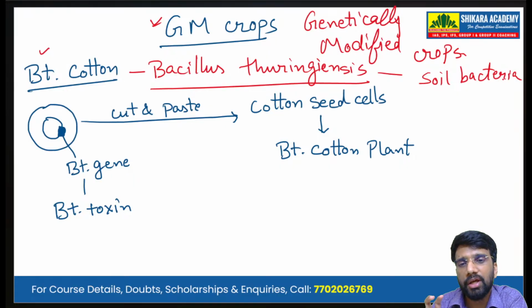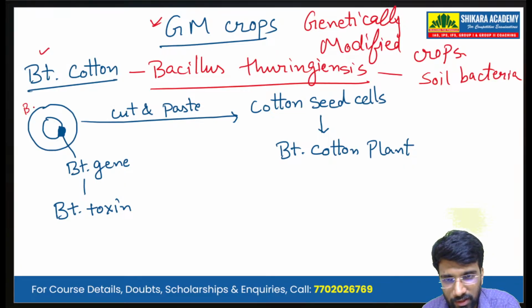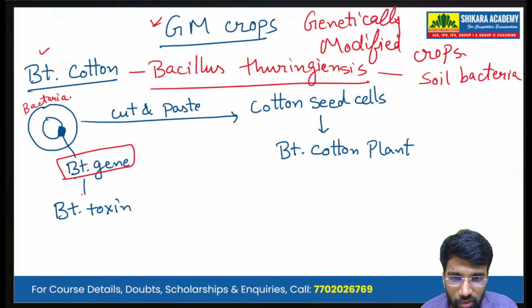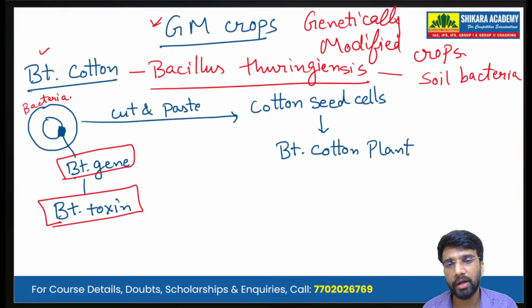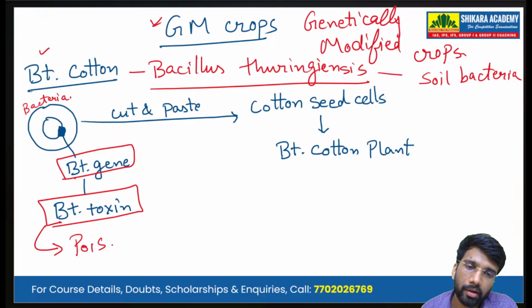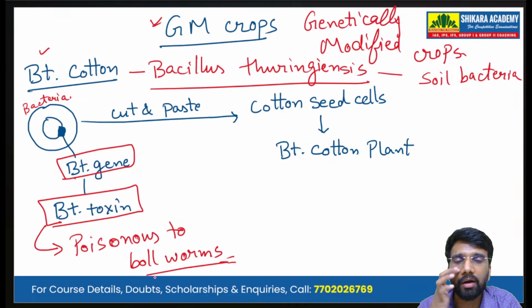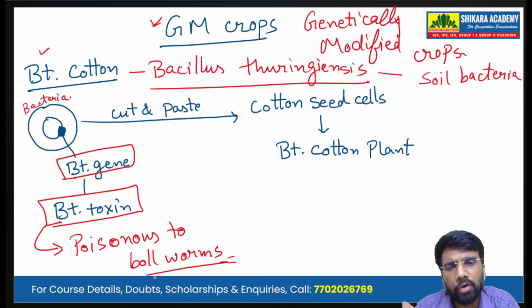And this BT gene makes a BT toxin. So, if this is the bacteria Bacillus thuringiensis, in this bacteria we have a BT gene. Now, this BT gene is coding for, or expressing, a BT toxin. And this BT toxin is poisonous to bollworms. And please note that the bollworms, especially the pink bollworms and the army bollworms, are the pests for the cotton plant. For the cotton crop, these are the pests.